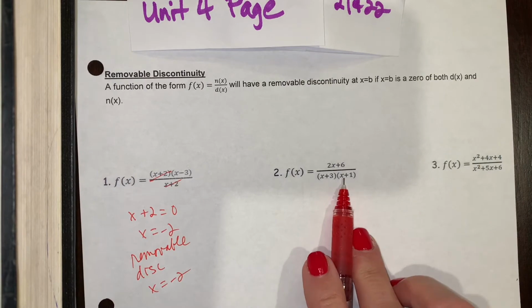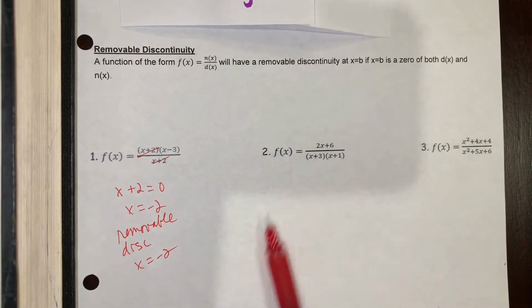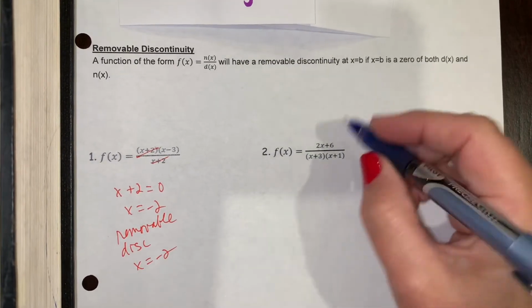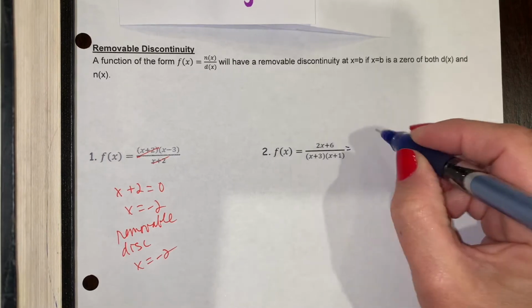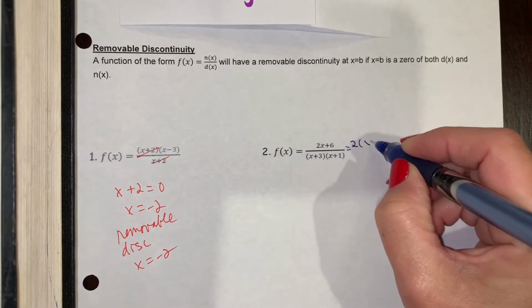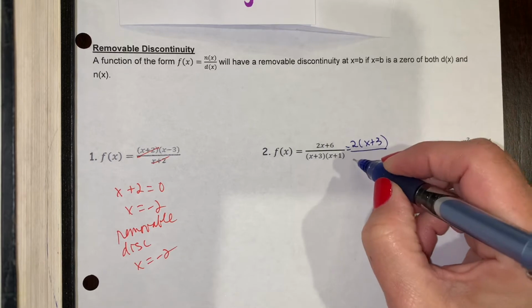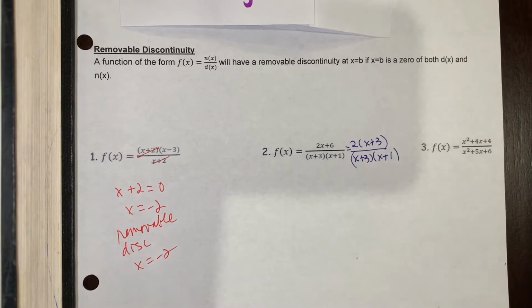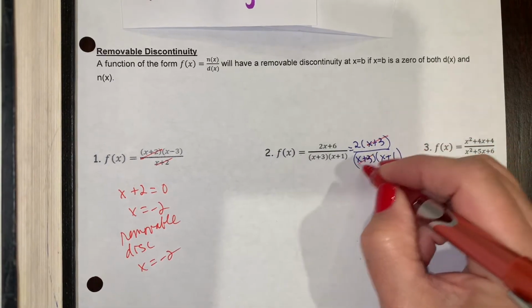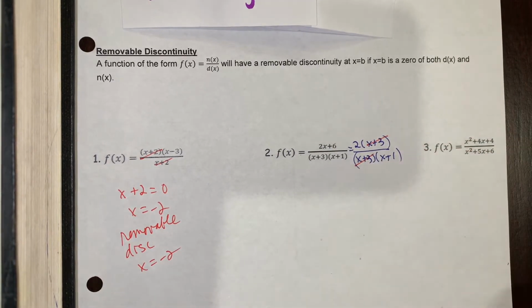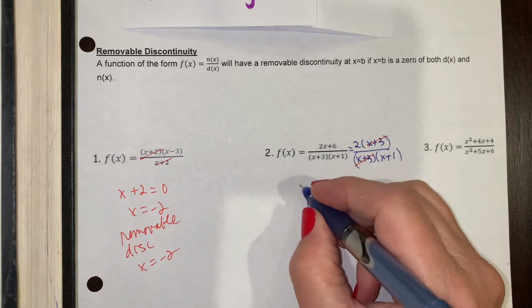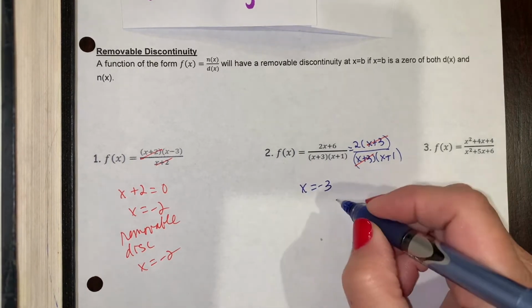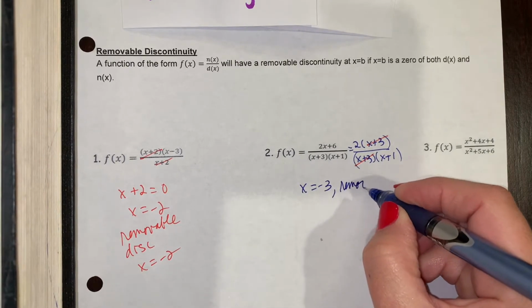So now this one is kind of hidden in there because you would have to factor the numerator first. So if I take a 2 out, that leaves x plus 3, and then x plus 3 over x plus 1. So then the removable discontinuity would be this x plus 3 that reduces. So at x equals negative 1 is the removable discontinuity.